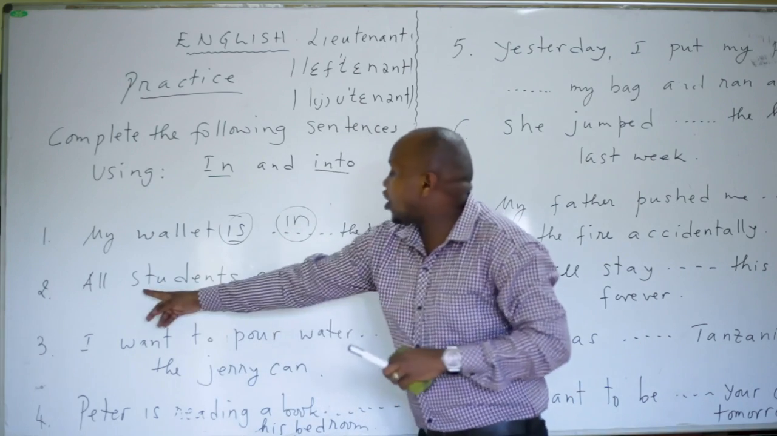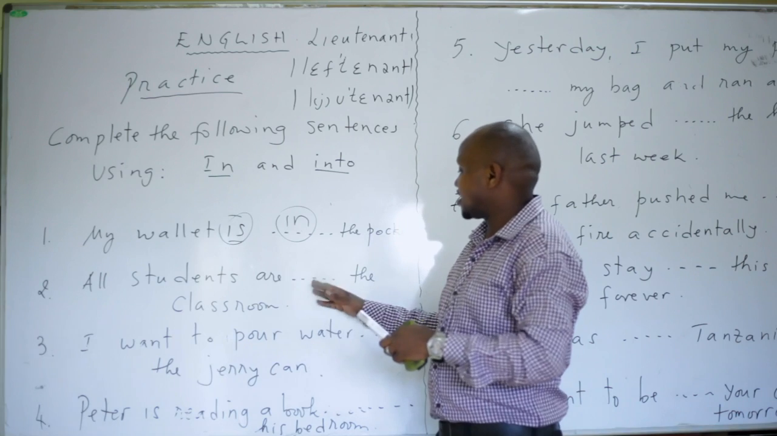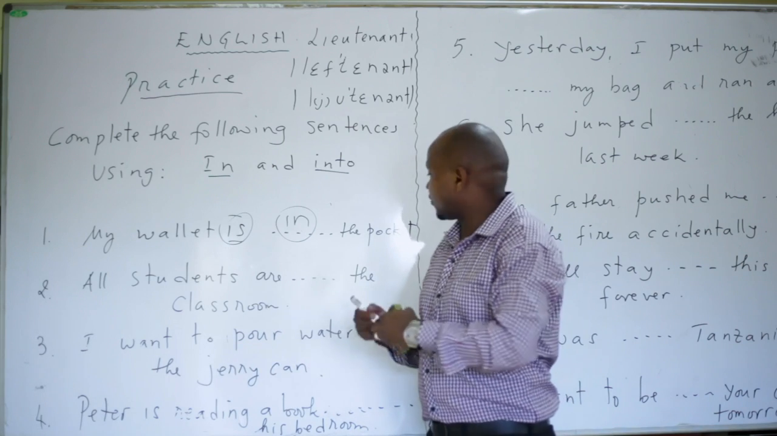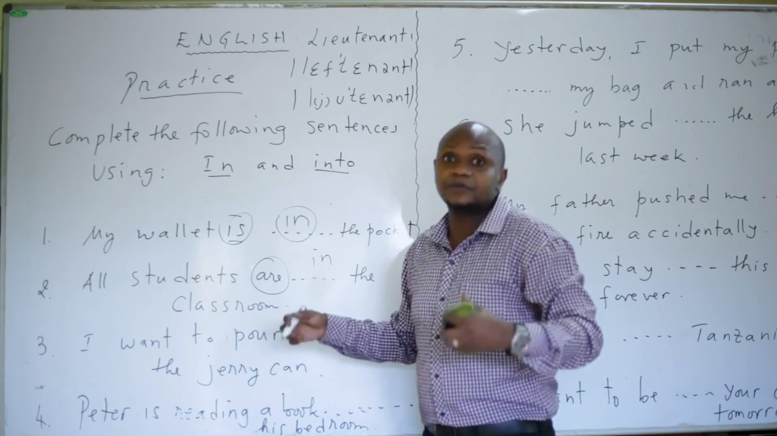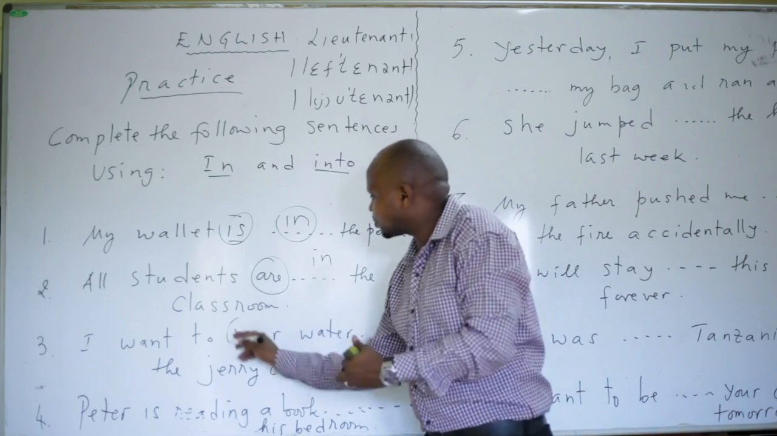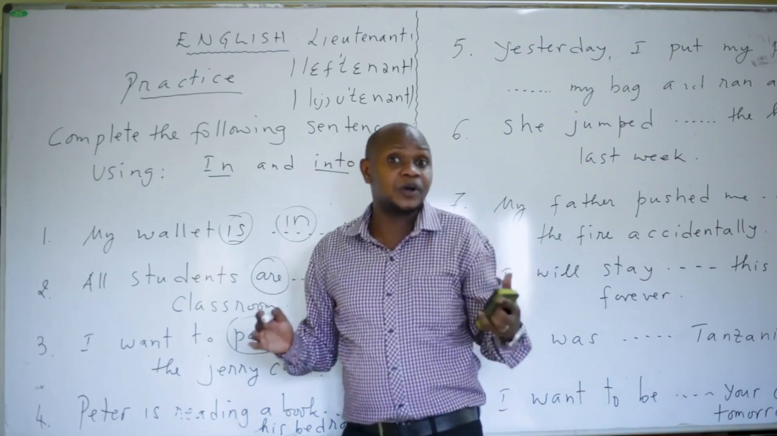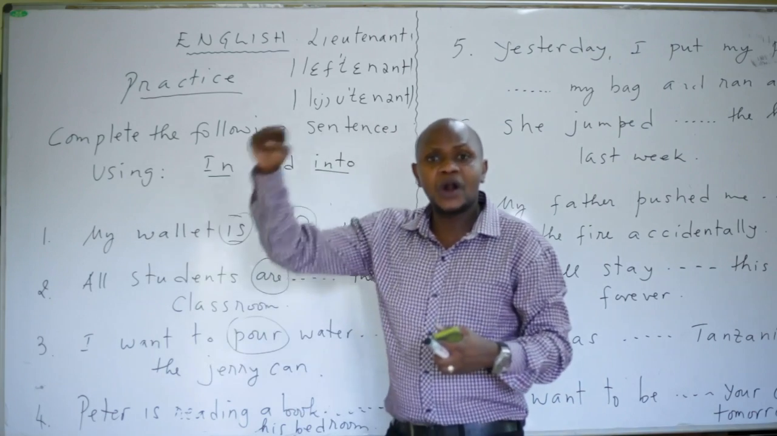Good. Then all students are ___ the classroom. You are going to put in because we still have verb to be. This is a verb to be. Very nice. I want to pour. But here we have verb to pour. What is the meaning of verb to pour? To pour means gusuka. I want to pour.